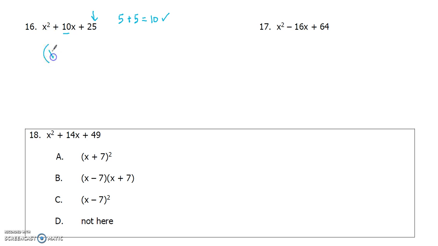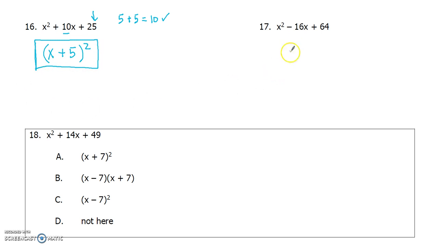So we're going to do x, because the square root of x squared is x. The square root of 25 is 5. This is a plus sign, so we're going to put a plus in here, and then we're going to square it. And so this would be my answer.